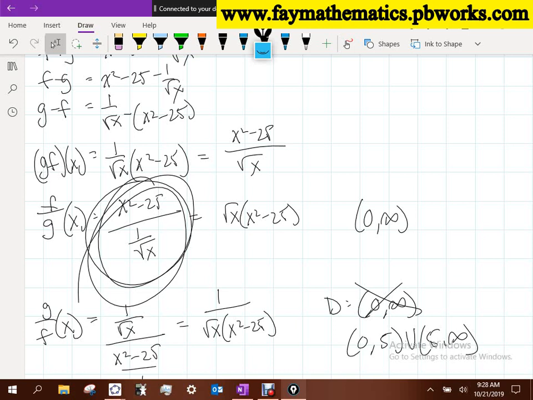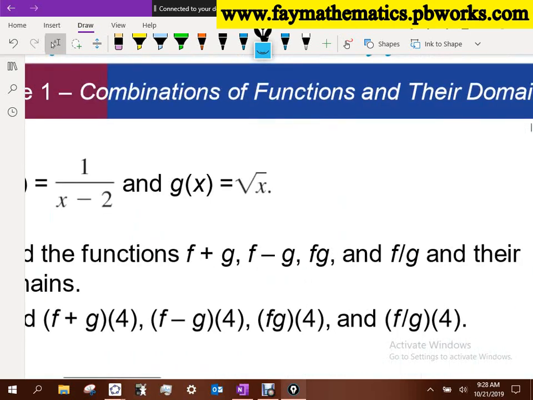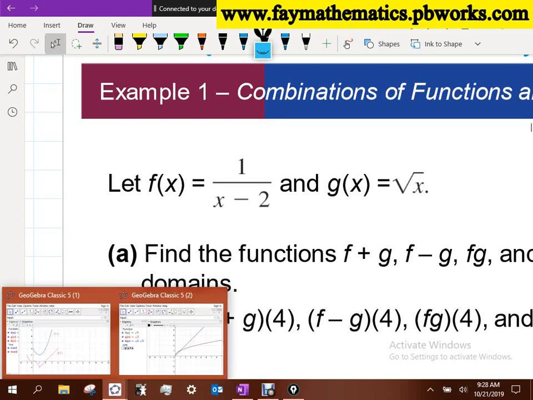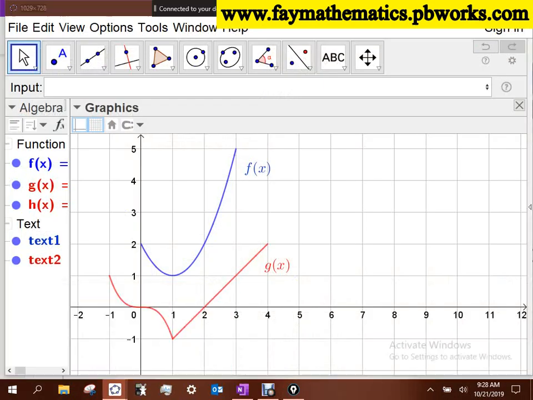There we go. So always remember when there's division, you've got to check if there are any additional issues with the domain of A intersect B. Okay. They're going to ask you to do this stuff graphically as well. So I've got some graphs here.